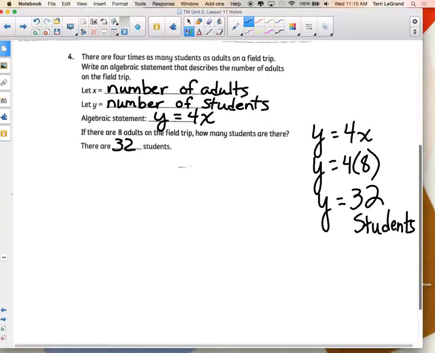Now, notice, back up here, if you look at a copy of the completed notes on my webpage, I did not write the equation this way because it says an algebraic statement that describes the number of adults on the field trip. What is this describing? The number of students, okay? So, can we use this one though? Yeah, it works. But if we were going to do it, let's come down here and let's put a big or.